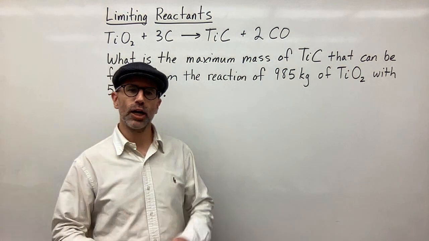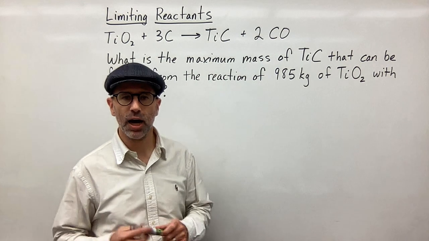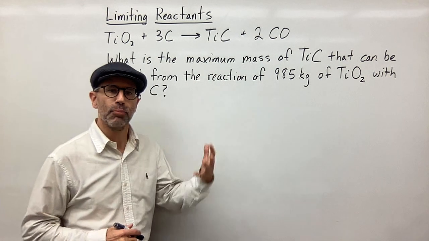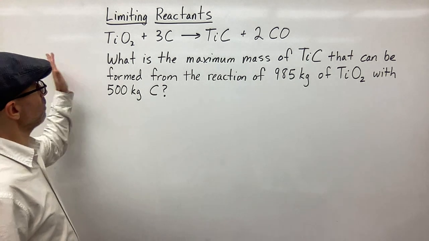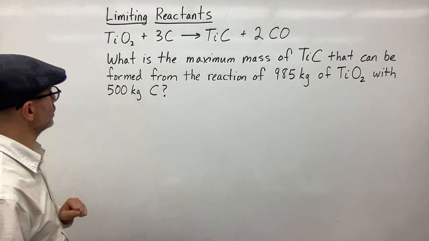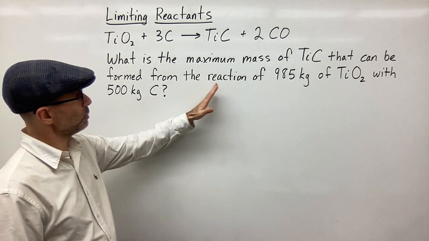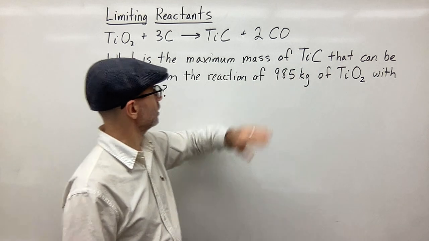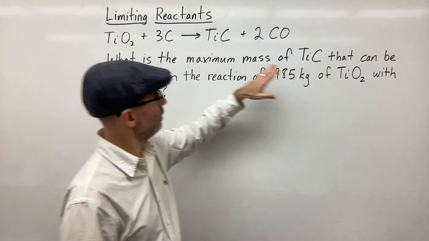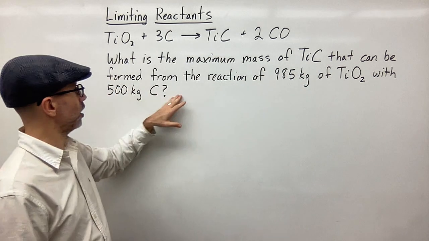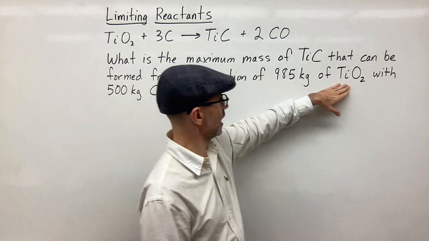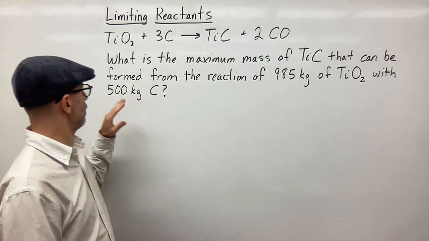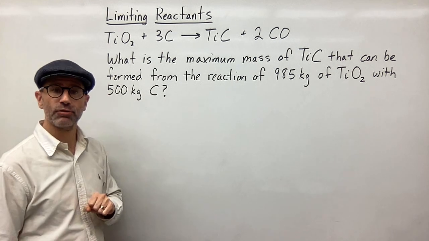Sorry, that was a long introduction, but I think it was necessary to preface that before we get into the problem. So here is my balanced equation, and here's the question. What is the maximum mass of TiC, that's our product here, that can be formed from the reaction of 985 kilograms of TiO2 with 500 kilograms of carbon?